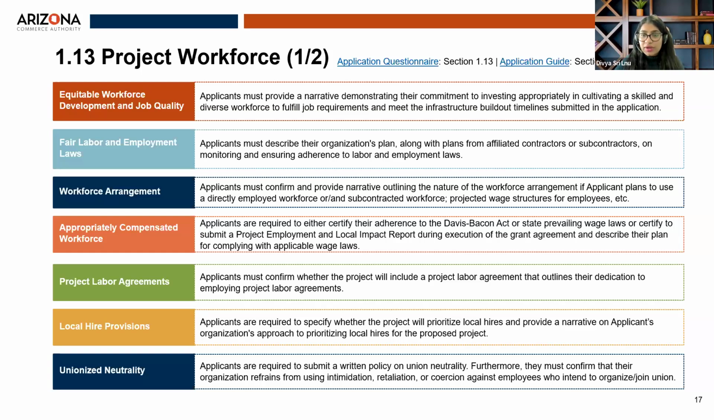Following that is the project labor agreement, where the applicants must confirm whether their application will include a project labor agreement and provide details about that. And following that is the local hire provisions, which is also a part of the scoring criteria. Here, applicants will be required to describe their approach in prioritizing local hires for the project deployment. And following that is a union neutrality section, where applicants will be required to provide more information on a written policy on union neutrality.